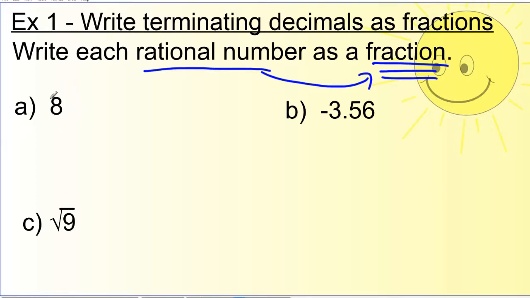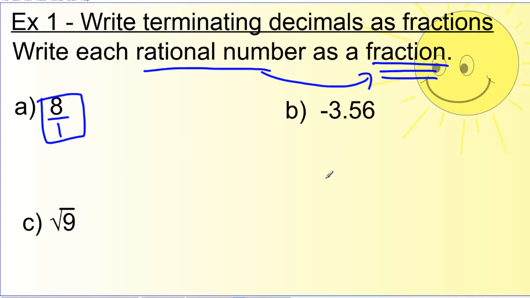So for example, here, the number 8. We can easily write that as a fraction. Every whole number, an integer, can be written as a fraction if you simply just put it over 1. 8 over 1 is a fraction that is equal to 8. That is done.